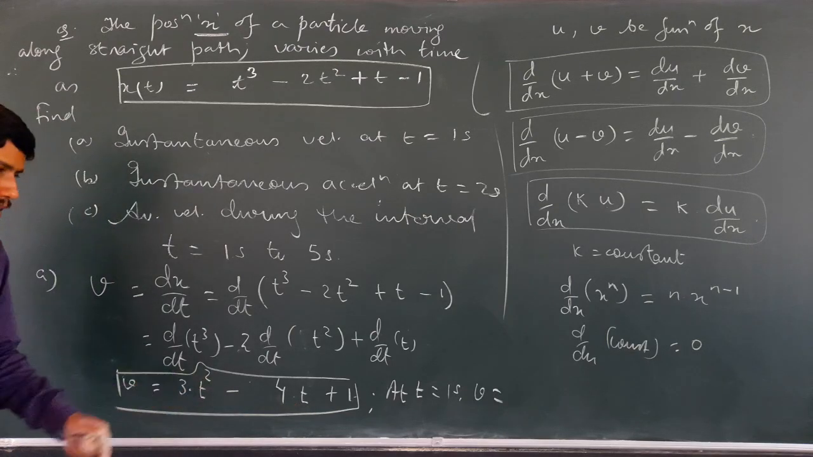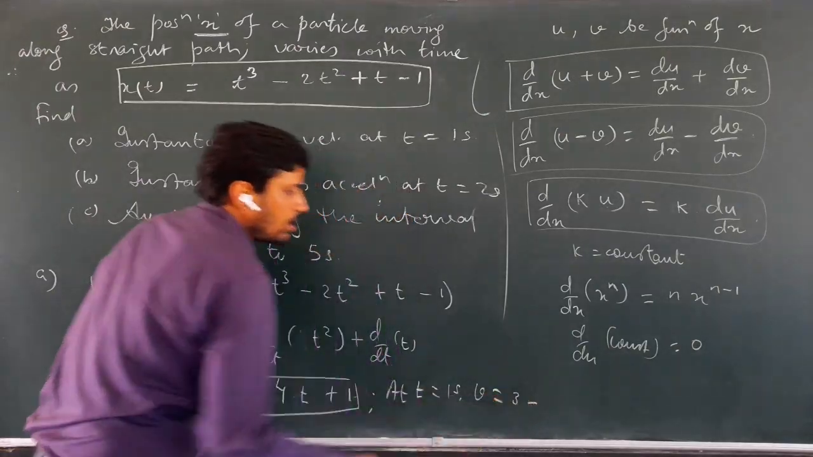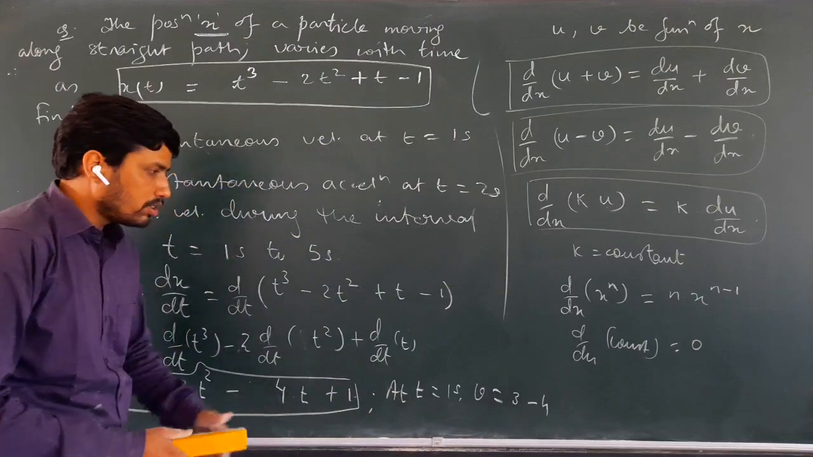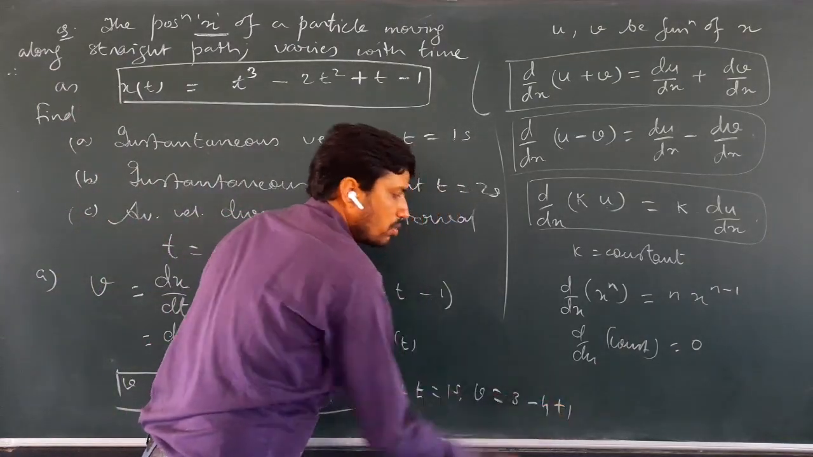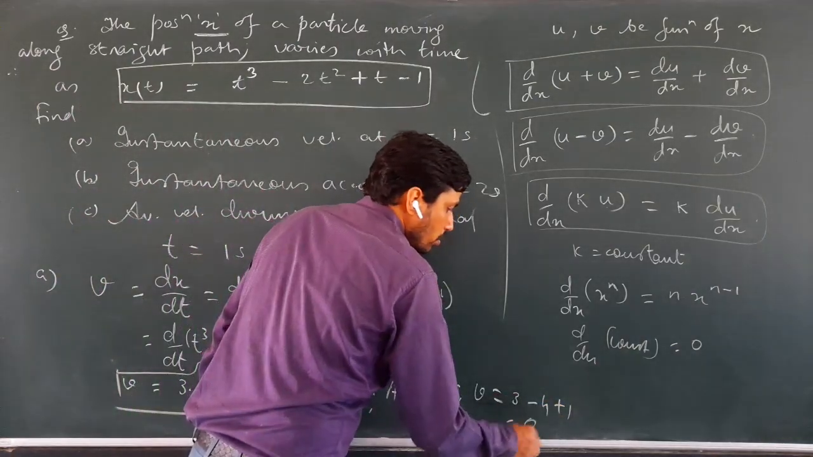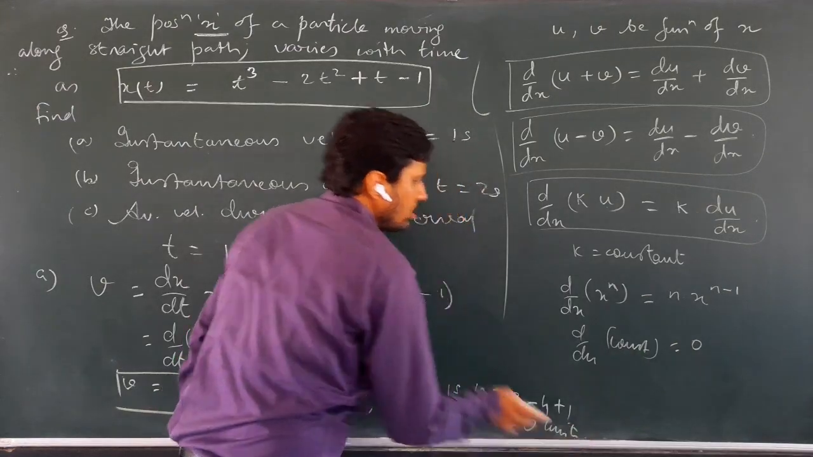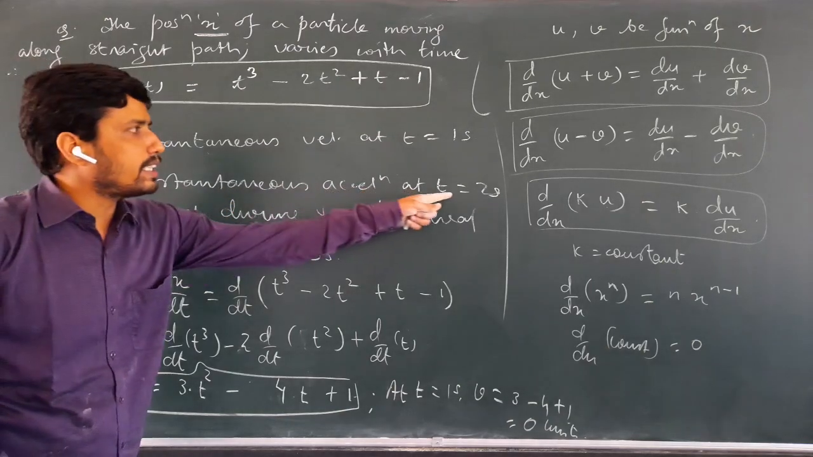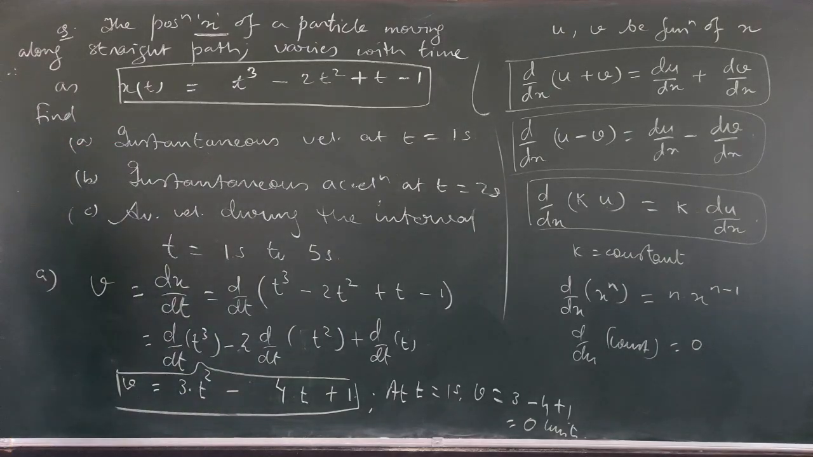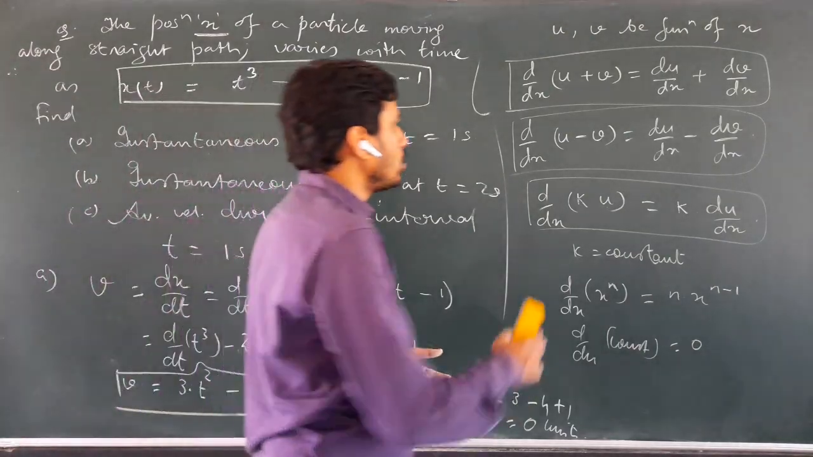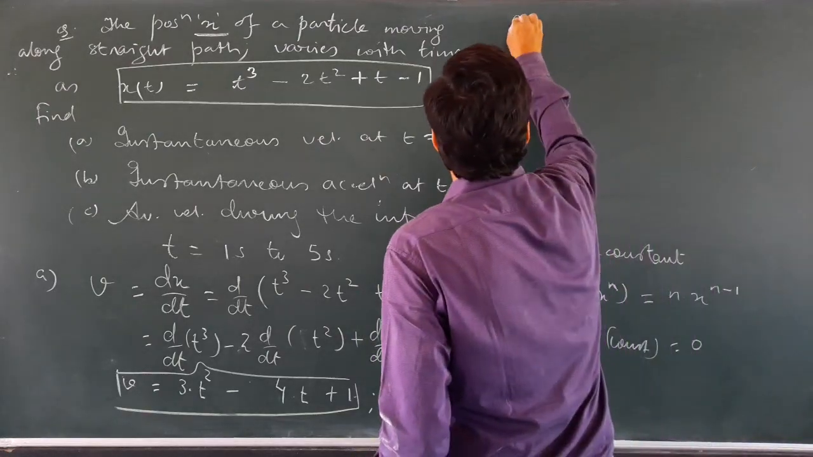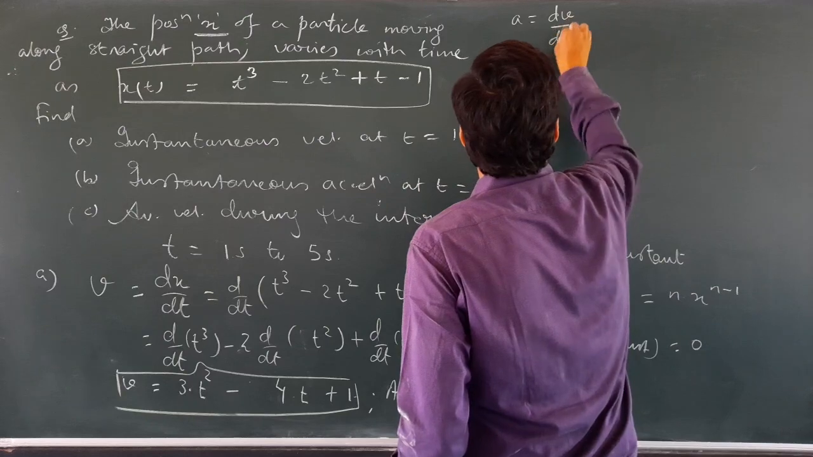So 3 into 1 square becomes 3 minus 4 into 1 is 4 plus 1. 3 plus 1, 4. 4 minus 4, 0 units. So velocity at t is equal to 1 second will be 0. Next, we have to find acceleration at t is equal to 2 seconds. Acceleration is given by a is equal to dv by dt. a is equal to dv upon dt.